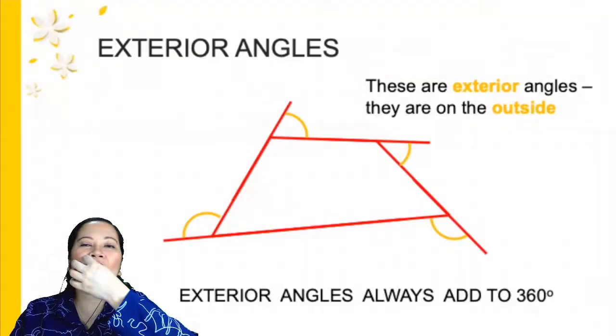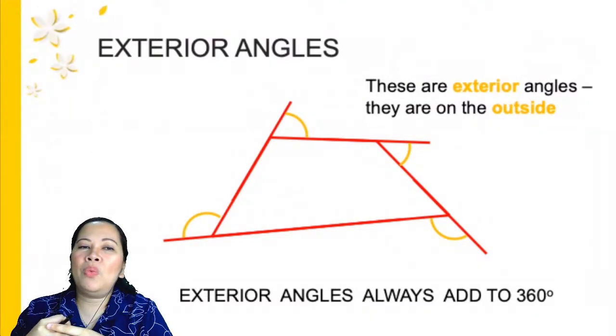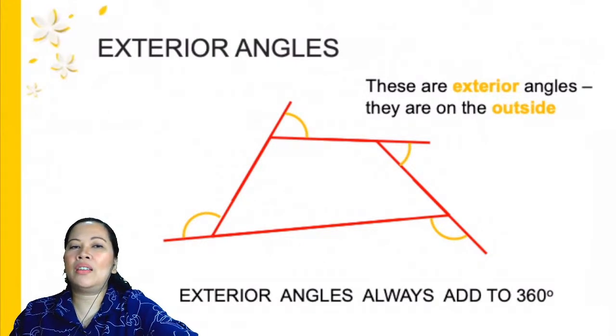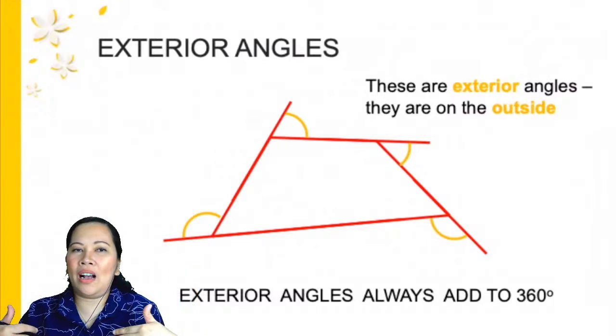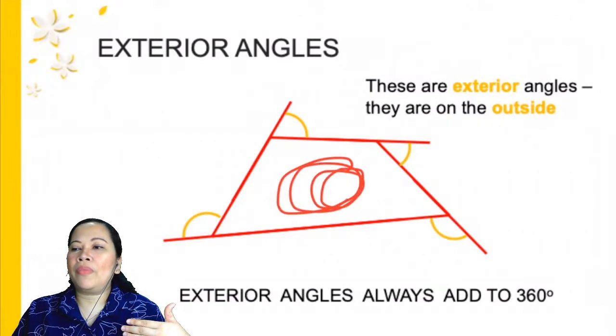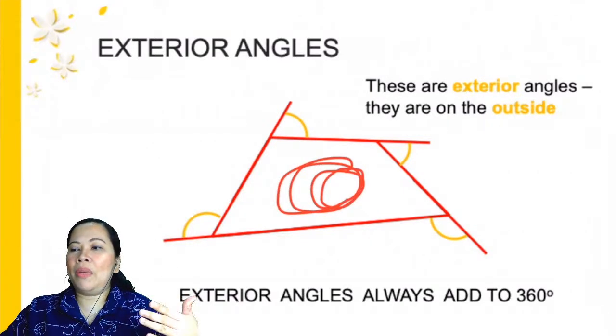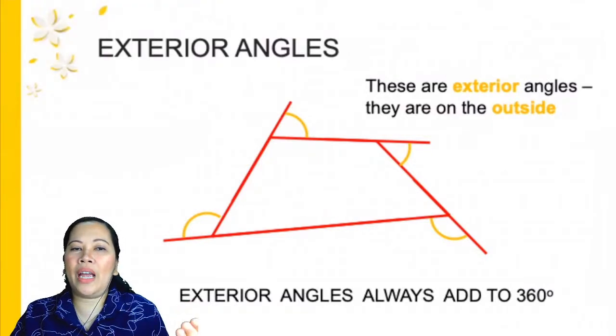Okay, let's proceed to the last one. The last one is exterior. So if you design a house, you design the interior, meaning inside. That's interior. And exterior means outside. So if you say exterior angles, these are the angles outside.